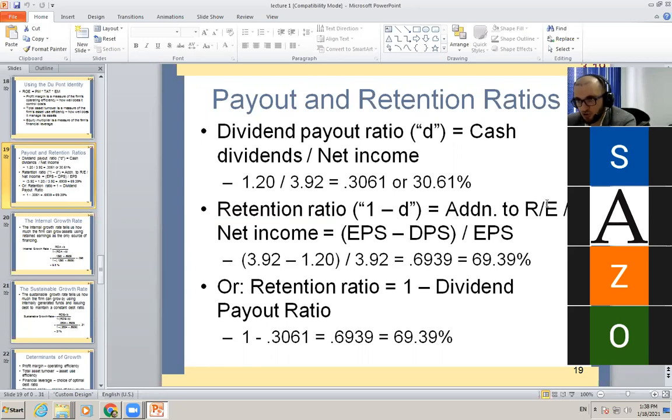That additional to retained earnings divided by net income, or earnings per share minus dividend per share divided by EPS, it will give you actually the proportion of the retention ratio. Or we can make it 1 minus dividend payout ratio. Like if your dividend payout ratio, how much money you pay to the shareholders, is 30%, that means the remaining part will be retained in the company, which is retention ratio, which is 70%.